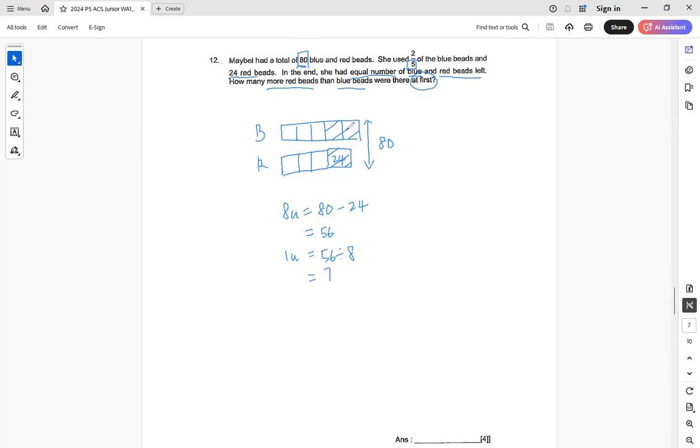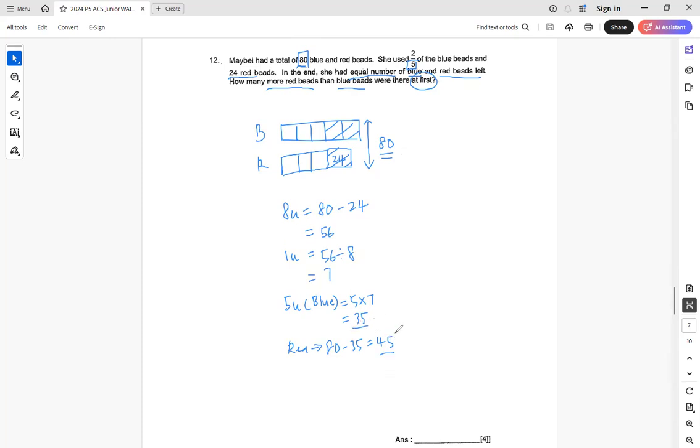My blue beads at first, you see here, it's 5 units. So let me find 5 units. This one here is looking for the blue at first. So 5 units will be 5 times 7 will give me 35 blue. Remember, next we have to find the red. How do I find the red at first? The total is given, that is 80. So if I just take the total minus the blue, which is 80 minus my 35, I will get the red at first. So I have blue at first, red at first already.